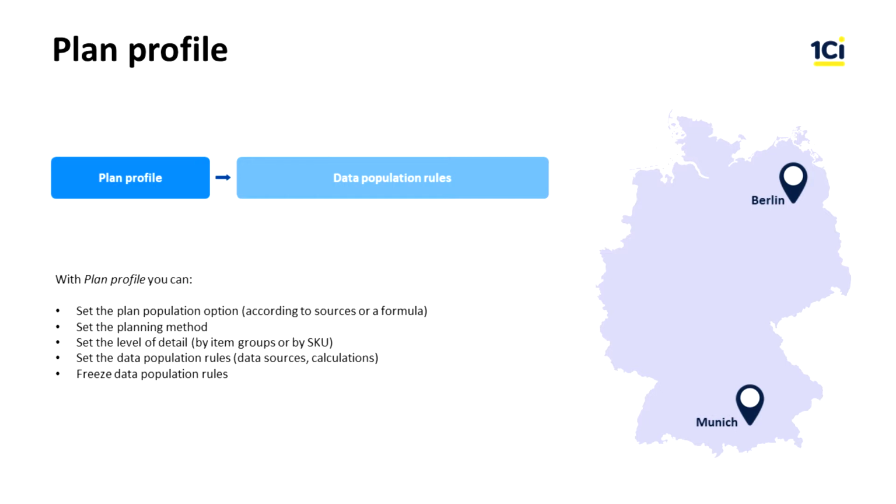Plan profiles are intended for storage of settings according to which the plans are filled. A plan profile is an obligatory reference and it's impossible to complete plan settings without it. The use of plan profiles helps to set the plan population option according to sources or the formula, set the planning method, set the detail of the data in plan profiles to itemize or not to itemize the plan, set the rules for plan population, source of quantity, population, rules for calculating quantity, etc. Prohibit editing of the rules of the plan population.